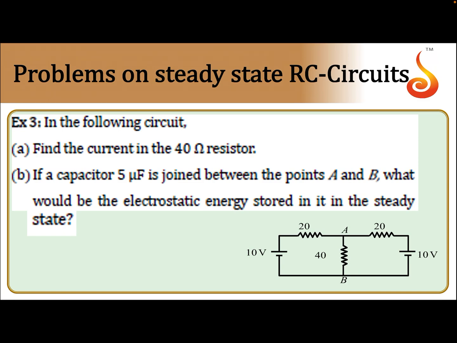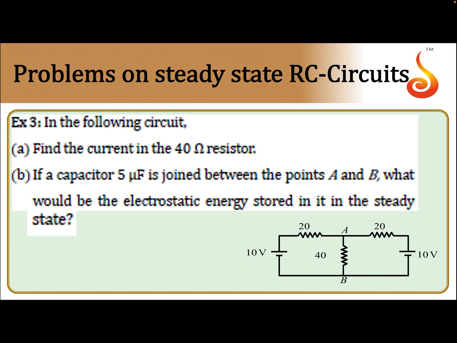Problems on steady state RC circuits. In the following circuit, find the current in the 40 ohm resistor. If a capacitor of 5 microfarad is joined between the points A and B, what would be the electrostatic energy stored in the steady state?